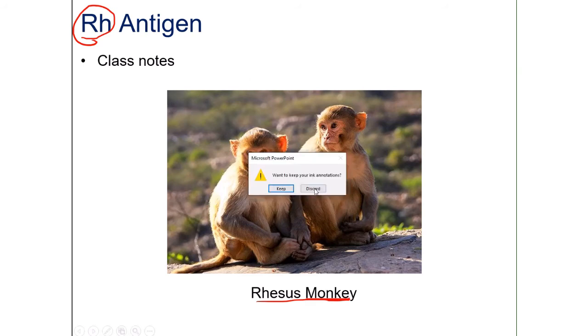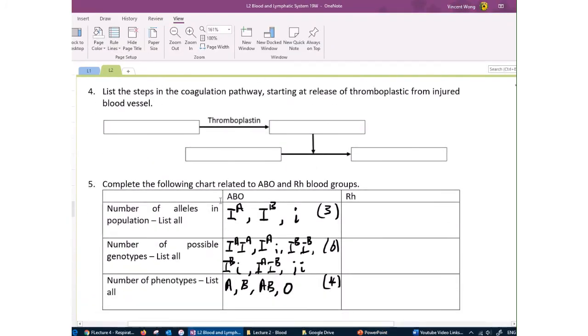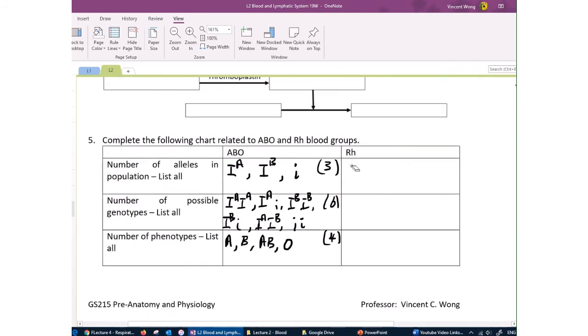So let's go to the workbook. Again, we did this earlier, question number 5 here. We filled it in for the ABO system. Now let's fill it in for the Rh blood group. Unlike the ABO system, there are only 2 alleles in the Rh blood group that determine whether or not someone has the Rh blood type. The alleles are the positive allele, which allows you to make the Rh antigen, and the negative allele, which causes you to not be able to make the Rh antigen.